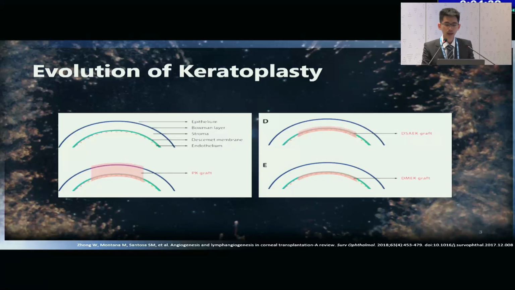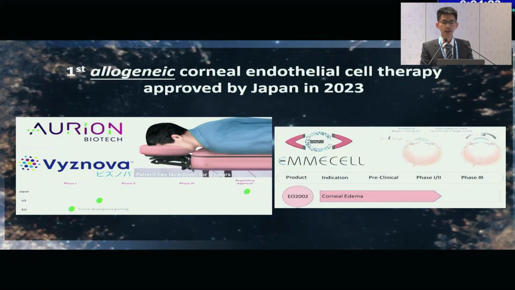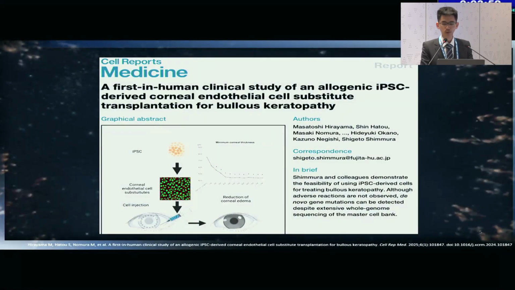We all know that corneal transplant evolved from PK in 1931, followed by DSAEK and DMEK in 2006. The first allogeneic corneal endothelium cell therapy was approved by Japan in 2023, and a similar clinical trial with allogeneic corneal endothelium cell therapy is also ongoing. However, young corneal grafts are necessary for this kind of therapy. Ideally, endothelium cells from human iPSC might be a better treatment strategy. This year, Professor Shimura published the first human iPSC-derived corneal endothelium treating bullous keratopathy in humans.